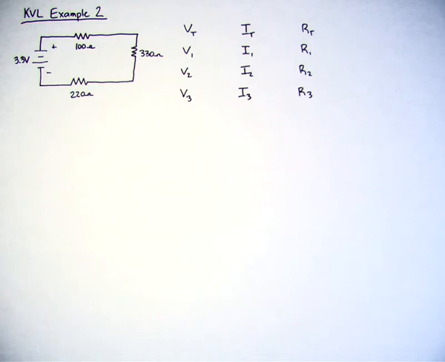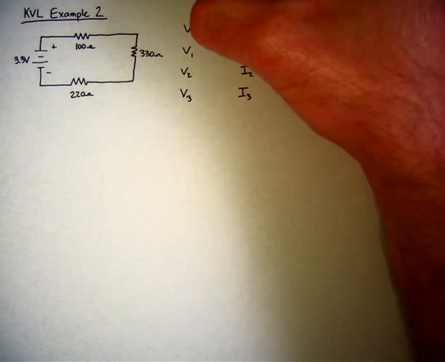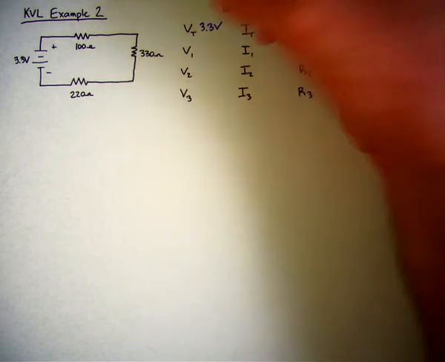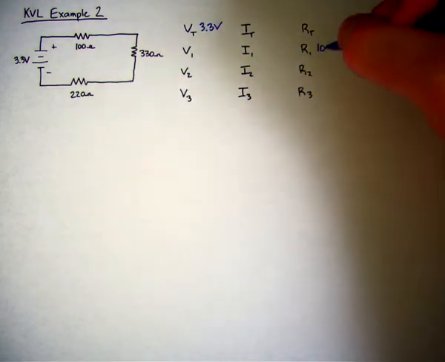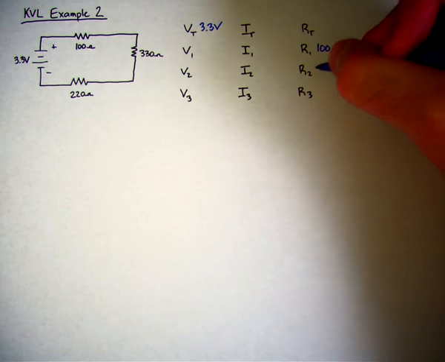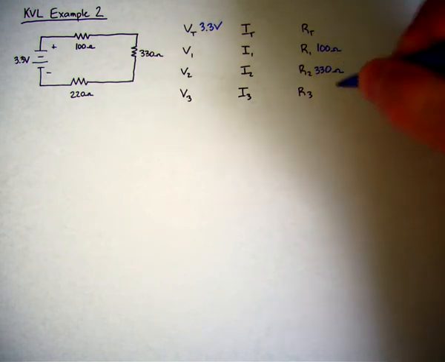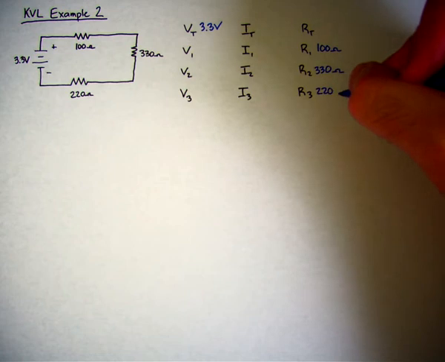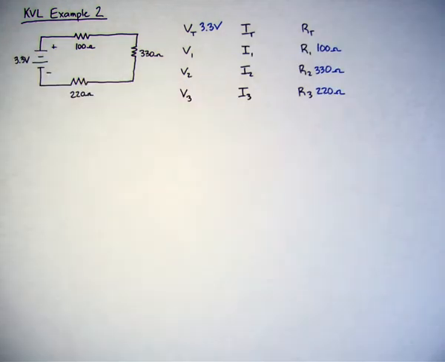I wanted to give you an example of how to use Kirchhoff's voltage law in order to solve a series circuit, which is a circuit we've seen many times before. So I have my table here, I have my circuit. I'm just going to go ahead and label what I know. So I know the total voltage is 3.3 volts. I know the resistors are 100 ohms, 330 ohms, and 220 ohms in order going around the loop.